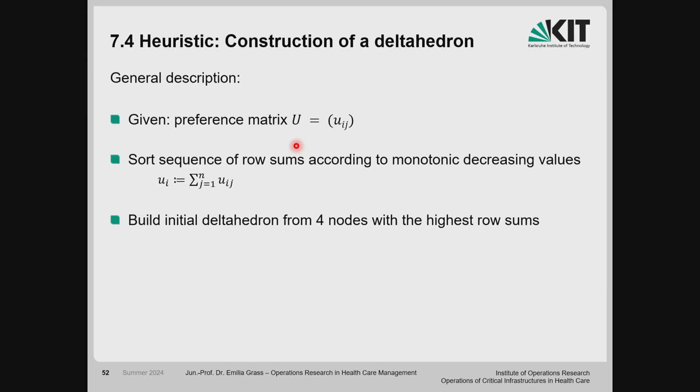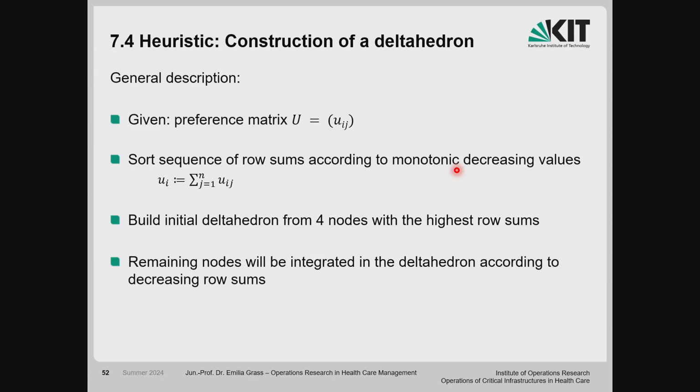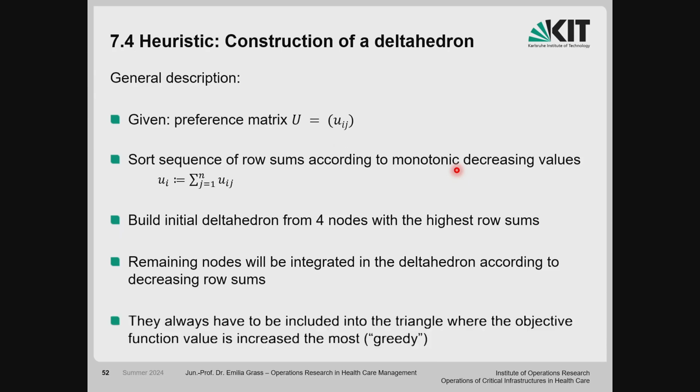And then you build an initial deltahedron from 4 nodes with the highest row sums. So you choose the department with the highest sum, and you choose 4 nodes, and then the remaining nodes will be integrated in this graph according to the decreasing row sums. So it's some kind of greedy algorithm again. Take always the node with the highest preferences, and in our case the highest row sum. They always have to be included into the triangle where the objective function value is increased. So this is the greedy approach here.